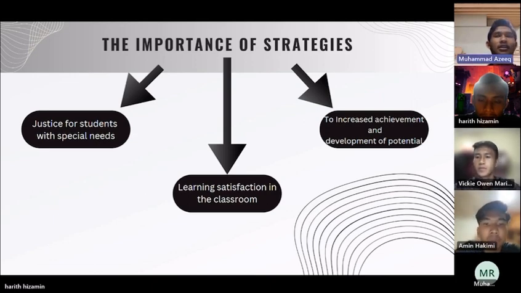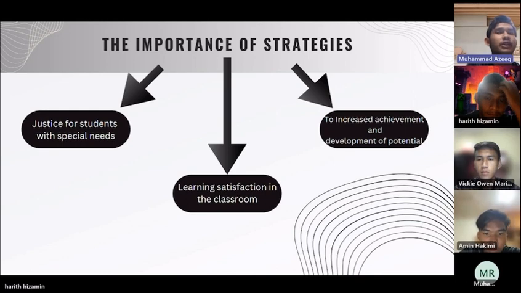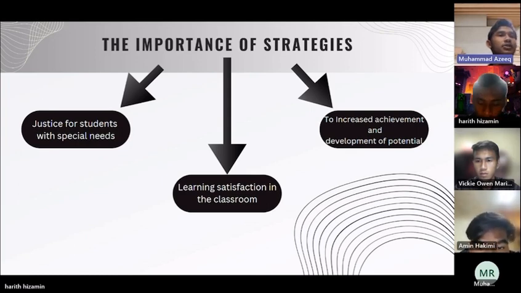Other than that, the important thing that we must give attention to is learning certification in the classroom for students with special needs. The students can feel certification in the teaching and learning process. The effect is that the students will be happier and more motivated to go to school and learn in the school.